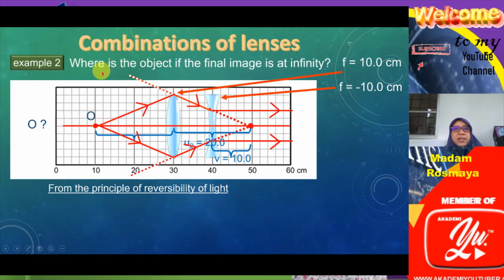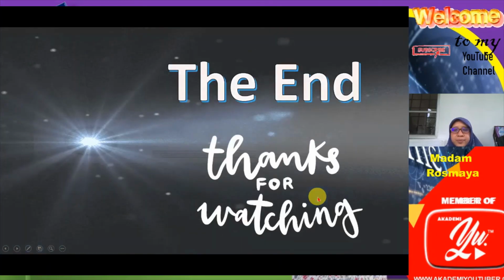So what is the answer for example 2? Where is the object if the final image is at infinity? The object is 20 cm in front of the convex lens. Okay, that's the answer. That's all for the two examples to be solved in combination of lenses. Okay, thank you for watching.